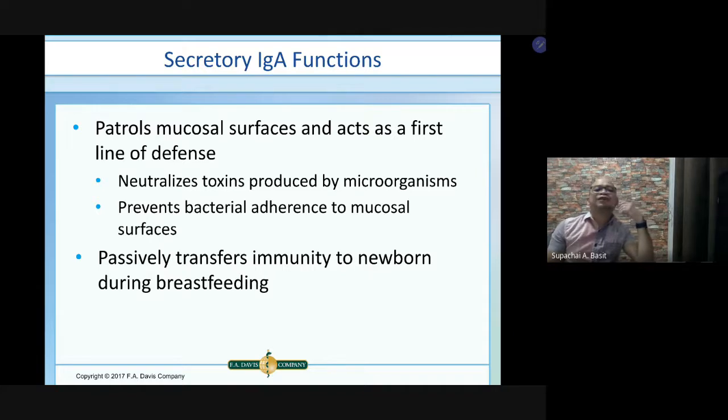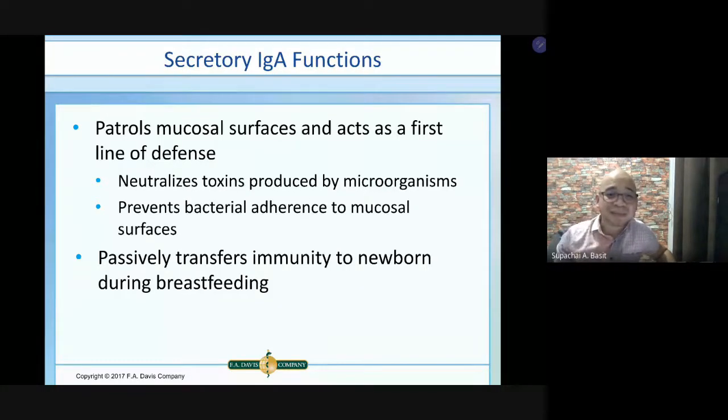So it patrols mucosal surfaces and acts as the first line of defense. If your eyes are irritated and you think that you might have an eye infection, you know the best thing to do is to cry. Because if you cry, there's a chance that the lysozyme in your tears can destroy the bacteria, and you also stimulate the secretion of IgA. So that's true, but the more appropriate explanation for that is the lysozymes in your tears. It's part of the first line of defense.